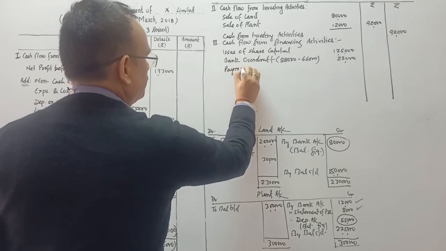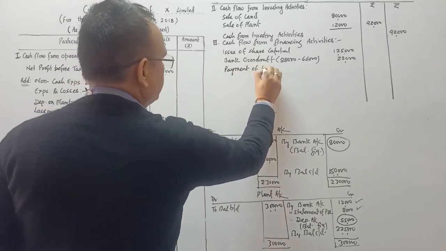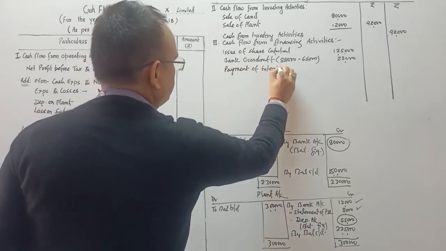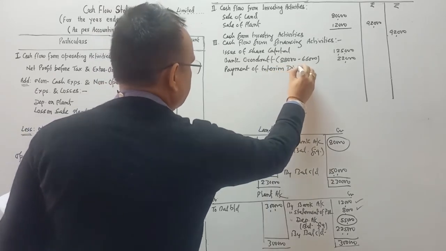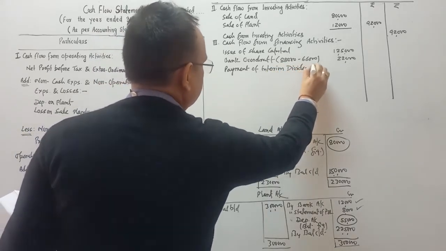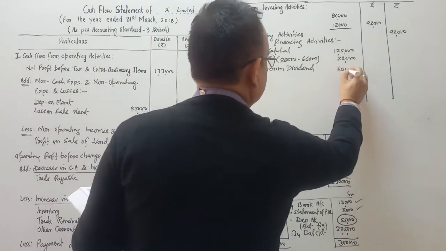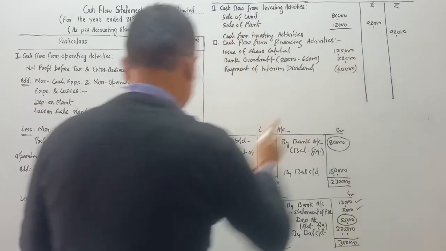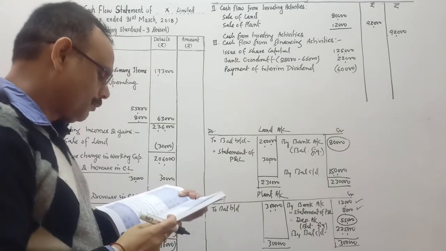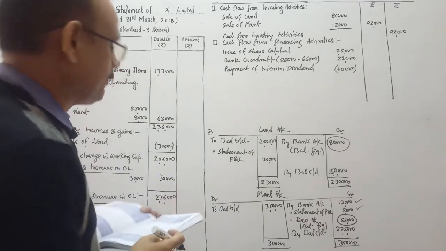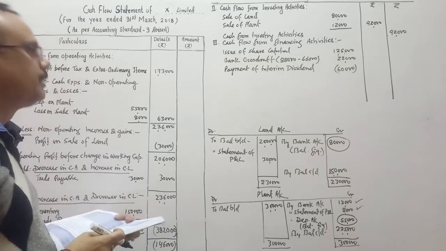Payment of interim dividend. This comes under the financing activities. Interim dividend is paid. 60,000 interim dividend is paid. It's an outflow. Payment of interim dividend, it's an outflow.